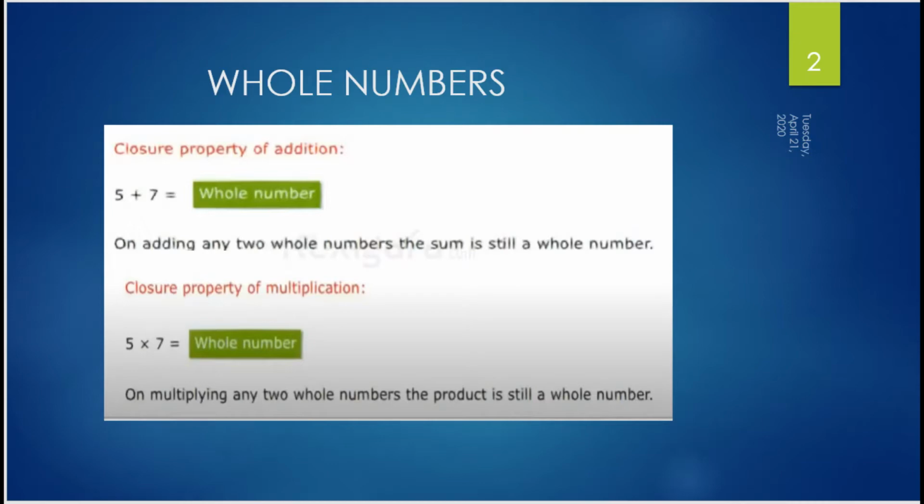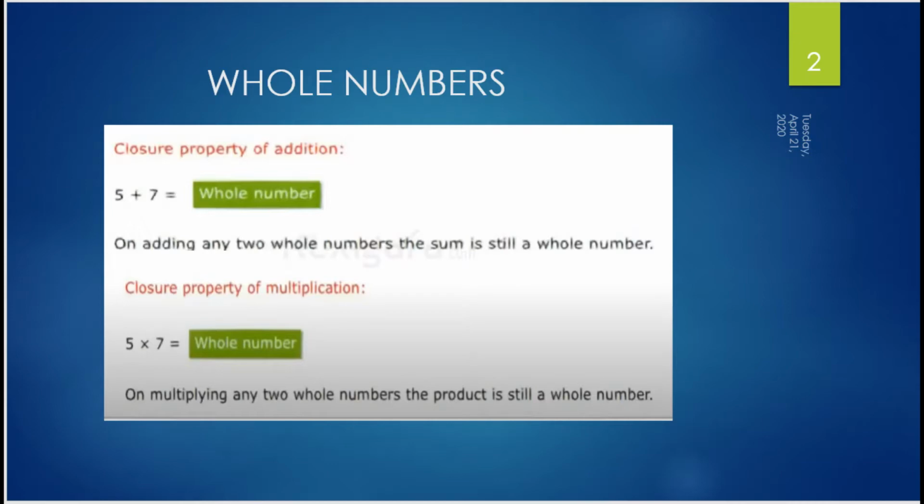See the closure property of addition. Closure property of addition says that on adding any two whole numbers, the sum is still a whole number. We have studied whole numbers, they start from 0, 1, 2, 3, and so on. So according to the closure property of addition, 5 plus 7: 5 is a whole number, 7 is also a whole number. When these two numbers are added, it will be a whole number.